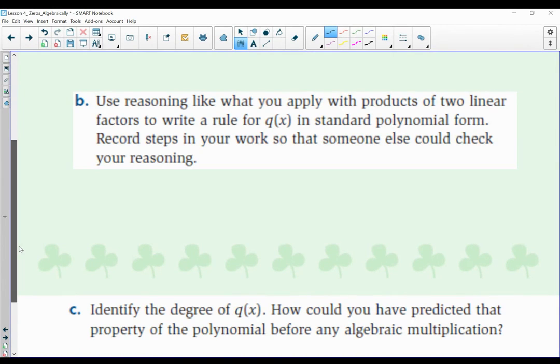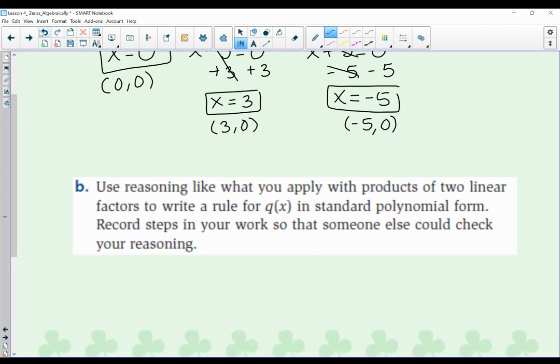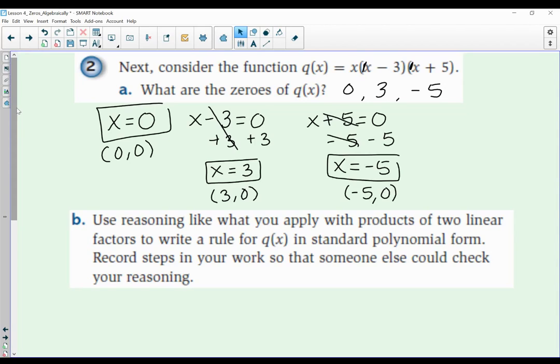So the next one says, use reasoning like what you apply with products of 2 linear factors to write a rule for q of x in standard polynomial form. Record your steps in your work so someone else could check your reasoning. What that is basically saying, it's asking us to use the reasoning, basically what we've already learned before, when we're doing the product. So product, remember, means multiplication. Well, really, it's what comes out of multiplication.